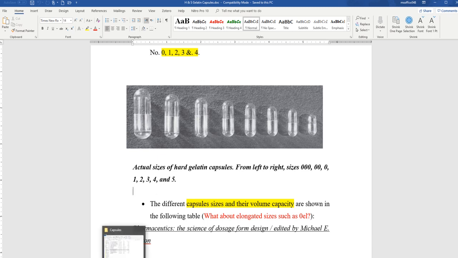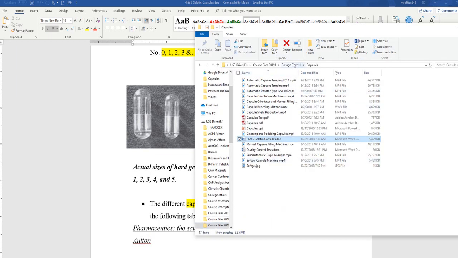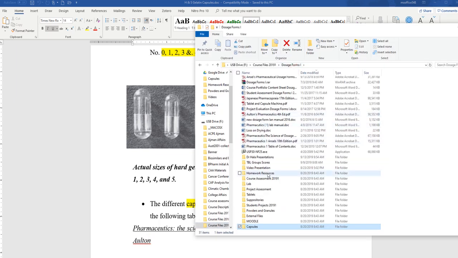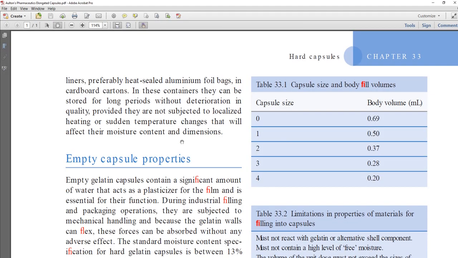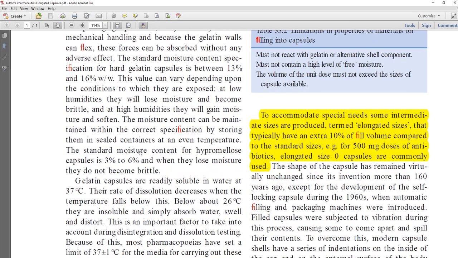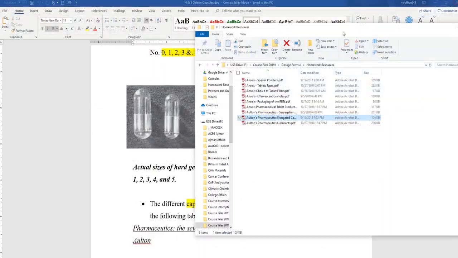I will upload the source, which is Pharmaceutics, the Science of Dosage Form Design. I will show you the homework. Okay, this is Aulton's Pharmaceutics. You will see the answer here. Okay, it's already highlighted to you.